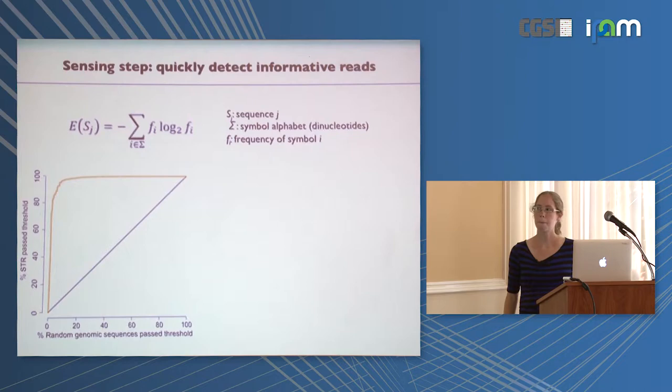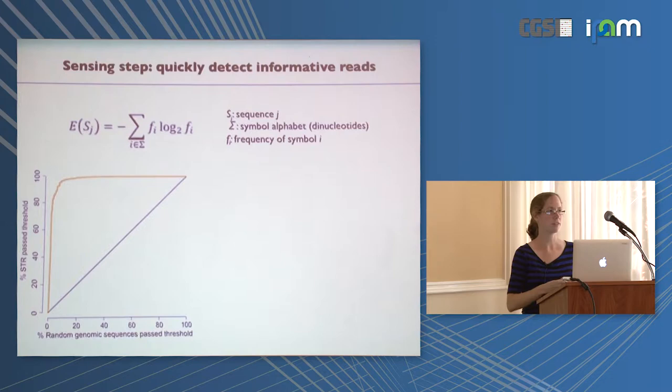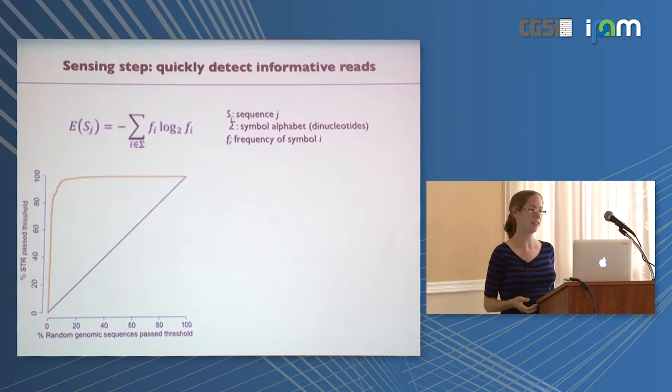Okay, so we start with the sensing step. And just to reiterate the problem, back when we were first thinking about how to genotype these repeats from sequencing data, I mentioned aligners were just throwing away a lot of reads that should go to these STR regions. So a big challenge was how can we rescue all these reads in a really quick way. So that's the job of the sensing step, which is where we want to have a way to quickly detect which reads in our data contain repeats.